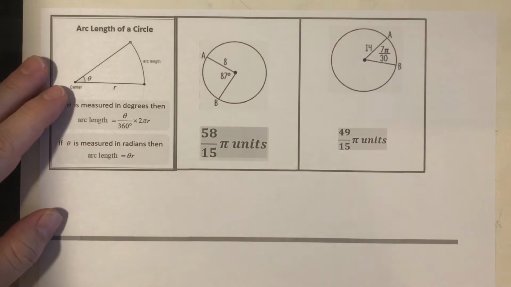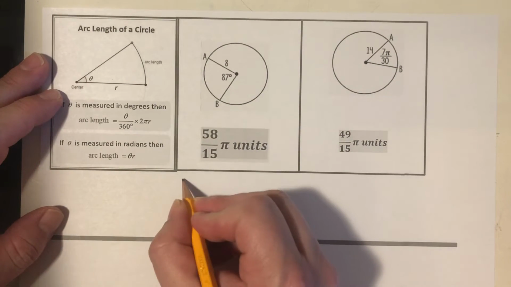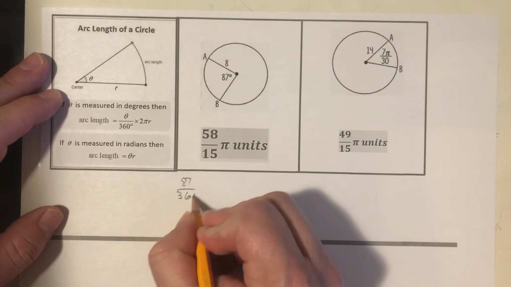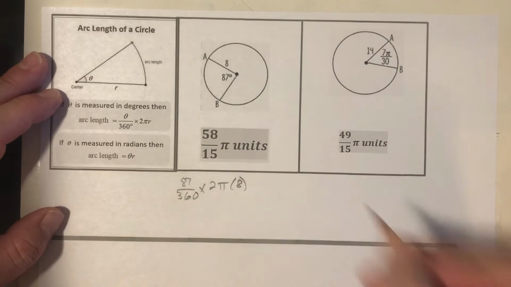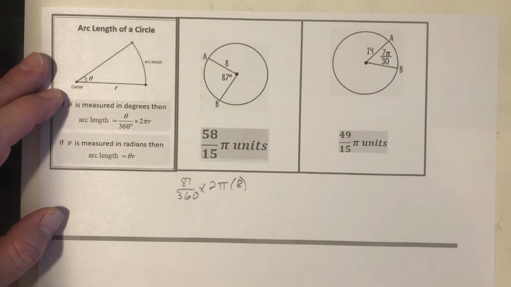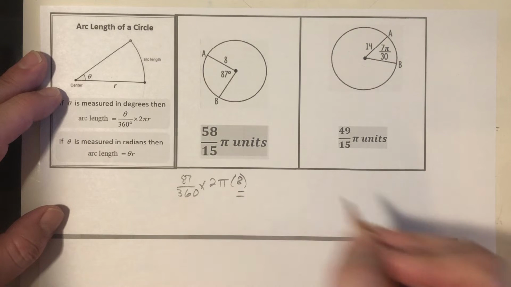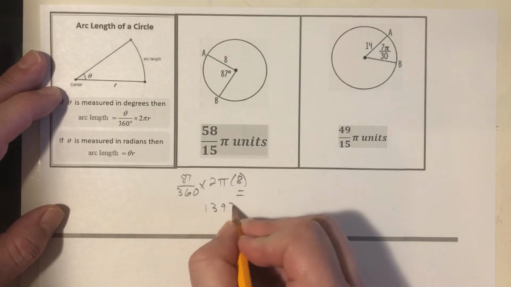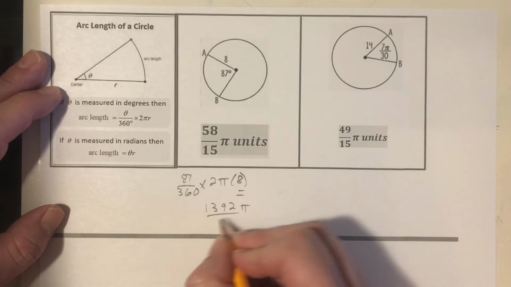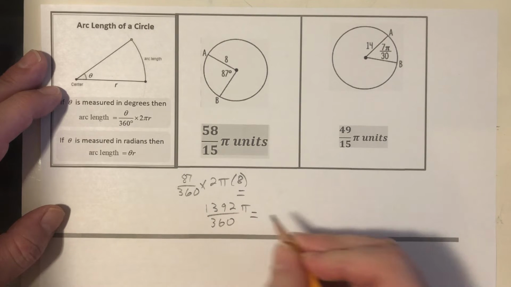Okay, so if I look at this first example, it's done in degrees. So I'm going to be using the 87 over 360 times 2 pi r, which in this case my radius is 8. All right, well, when you multiply all that out, 87 times 2 times 8, you're going to end up with 1392 pi over 360. So then comes the part where you've got to simplify this.